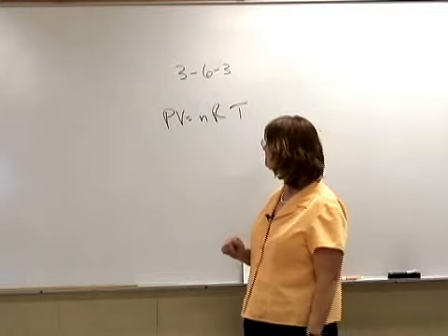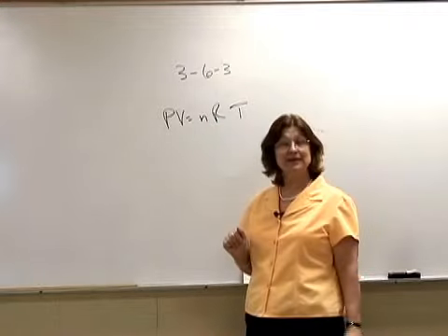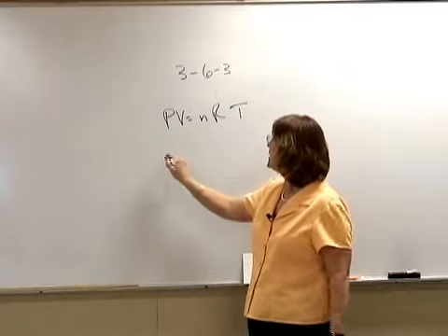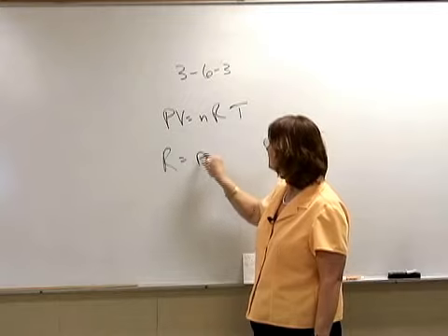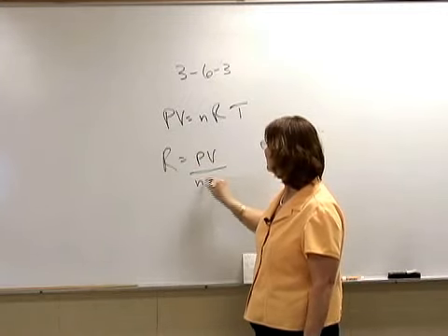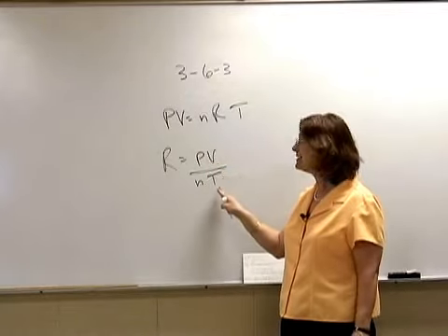Now, I need to know what this ideal gas constant is, so I'm going to solve my equation for R. And therefore, R equals PV, and to undo this multiplication, I'm going to divide. And therefore, R equals PV divided by nT.